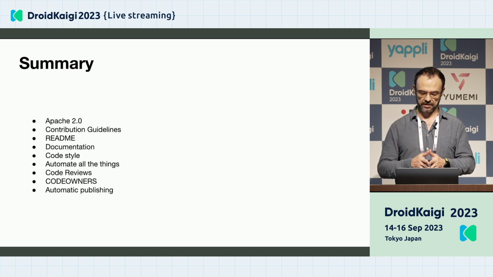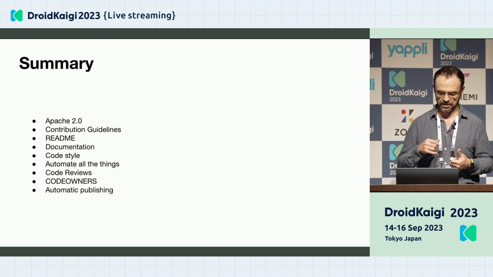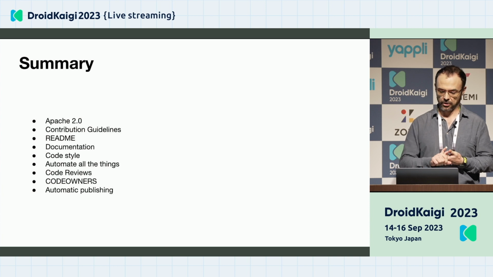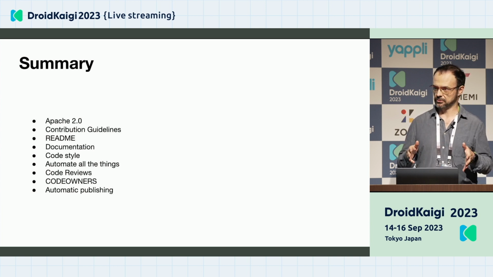Automate all the things. The more things you can automate, the better. So things like linting, testing, publishing, uploading the documentation, etc. Code reviews. The code reviews should also be governed by lint and testing, and you should be considering code owners, especially if your repository grows. Everything would need a proper review.